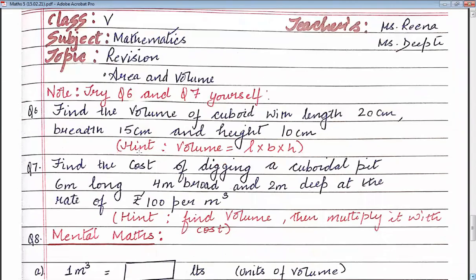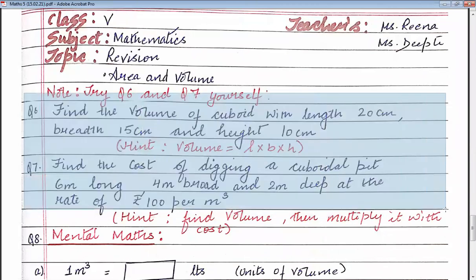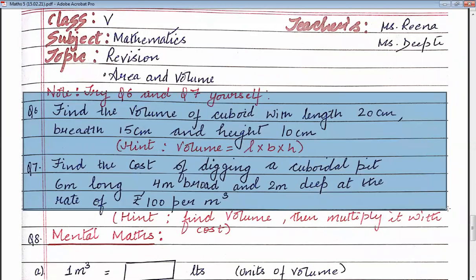Now, children, question number 6 and question number 7 you will try yourself. Let's read it. Question number 6, find the volume of a cuboid with length 20 centimeter, breadth 15 centimeter, and height 10 centimeter. Length, breadth, height is given, and you have to find the volume of the cuboid. And the hint is, you know that the formula to find the volume of a cuboid is L multiply B multiply H. Okay, so this is your formula, and don't forget to write the units.